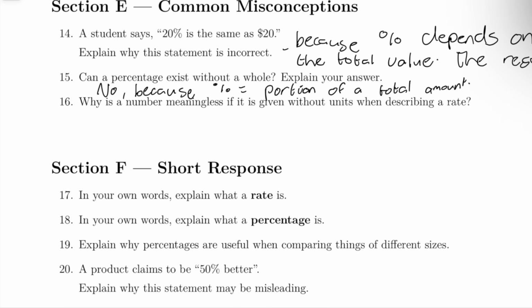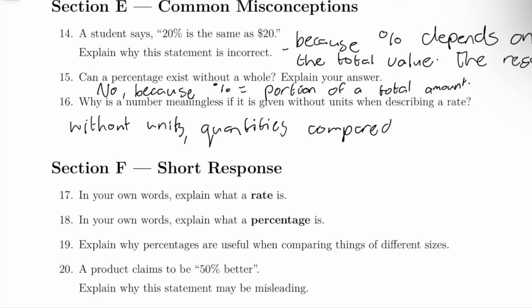16. Why is a number meaningless if it is given without units when describing a rate? Because without units, it's just going to be random numbers. And without units, we really don't know what quantities we're comparing. So we can say without units, quantities compared are not known.